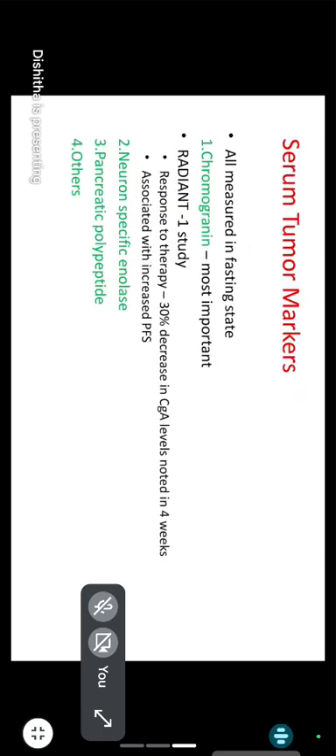Next is the serum tumor marker. All the tumor markers are measured in a fasting state. I've mentioned only the three important ones. There are various others. Most important being chromogranin. In one study, the RADIANT-1 study, they saw that when there was response to the therapy, a 30% decrease in the chromogranin A level was noted in 4 weeks. And it was also associated with increased progression-free survival. The other two important tumor markers are neuron-specific enolase and pancreatic polypeptide.